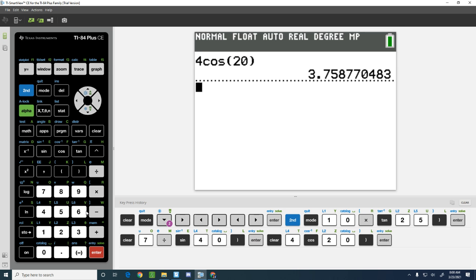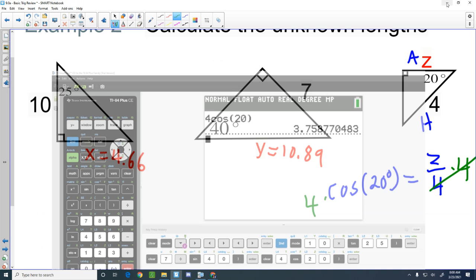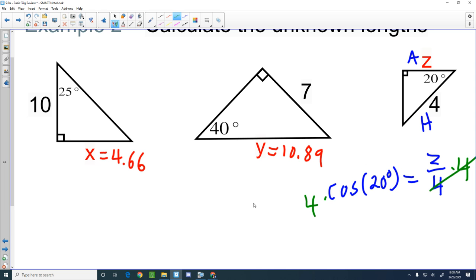Anybody? 3.76. All right, 3.76. All right, that's how you use the 3 trig functions to find unknown side lengths. Give me a thumbs up if you remember this from last year. Okay. Excellent. Any questions on any of these, on how I solved for X, Y, or Z?